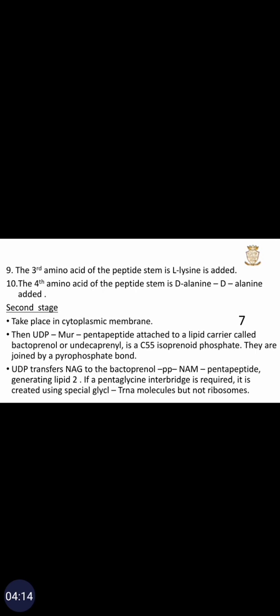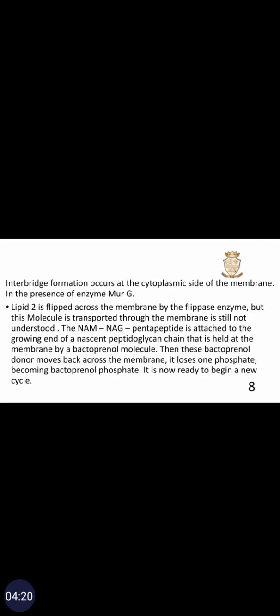If a pentaglycine interpeptide bridge is required, it is created using a special glycyl-tRNA molecule but not the ribosome. The interpeptide bridge formation occurs at the cytoplasmic side of the membrane in the presence of an enzyme. The lipid chain is flipped across the membrane by a flippase enzyme, but how this molecule is transported through the membrane is still not understood.